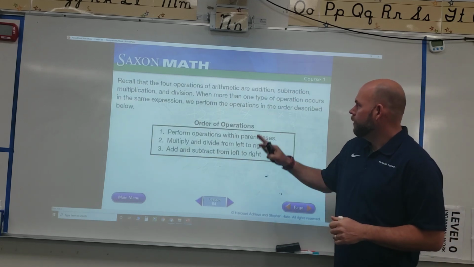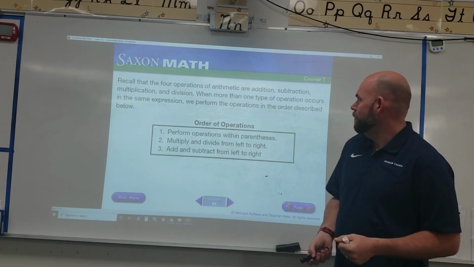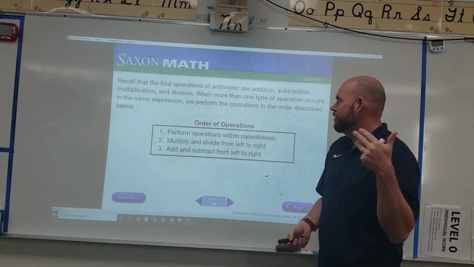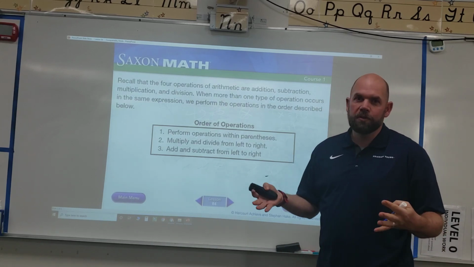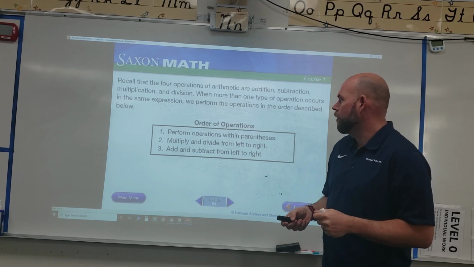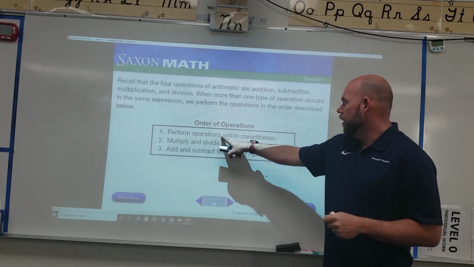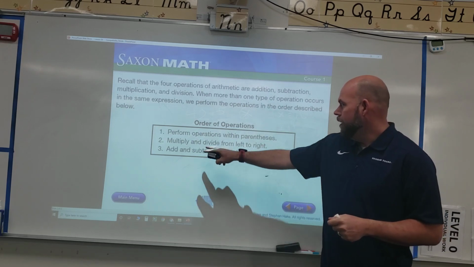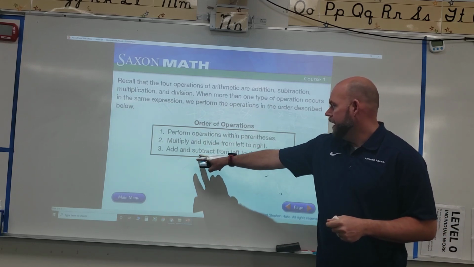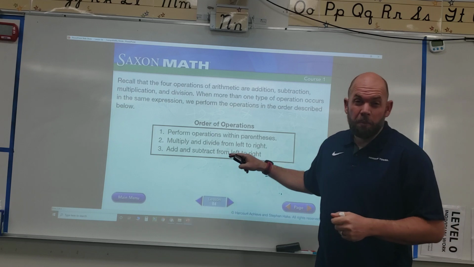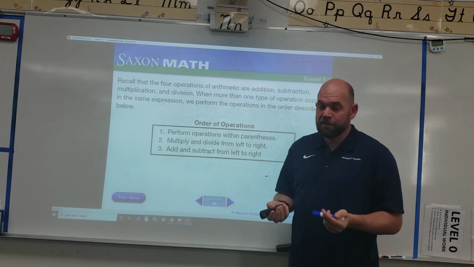There are 4 operations of arithmetic: addition, subtraction, multiplication, and division. When we have more than one of those, we have to make sure that we go in the right order. So we've got our order of operations, where we do the operations within parentheses, multiply and divide from left to right, and add and subtract from left to right. What we don't have here is exponents.